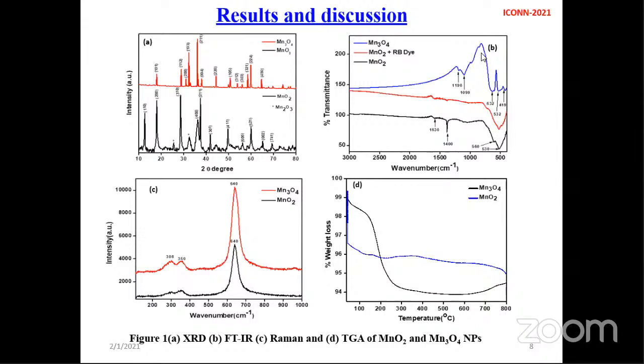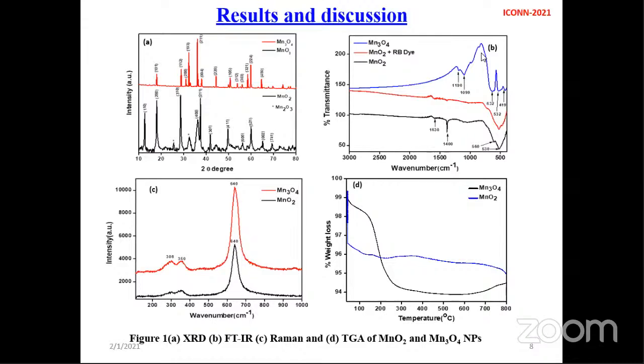In MnO2, we can see two extra peaks, marked with an asterisk, which may be due to the formation of another phase of manganese oxide, Mn2O3. Since there are no other peaks, we can say that our sample is pure in nature.